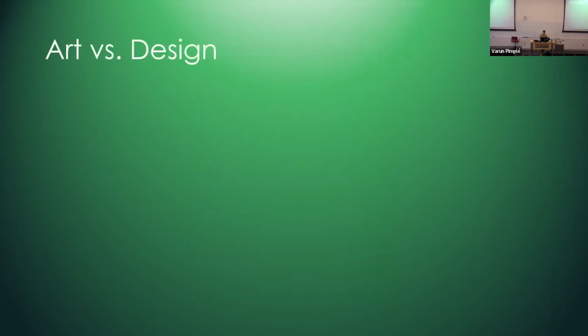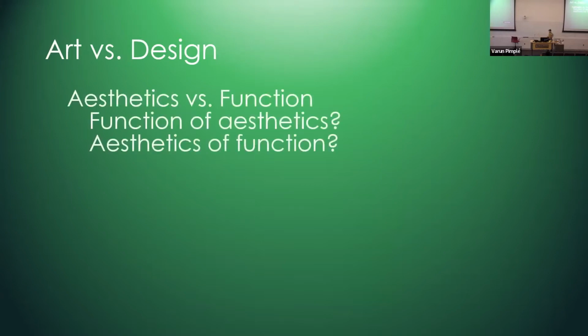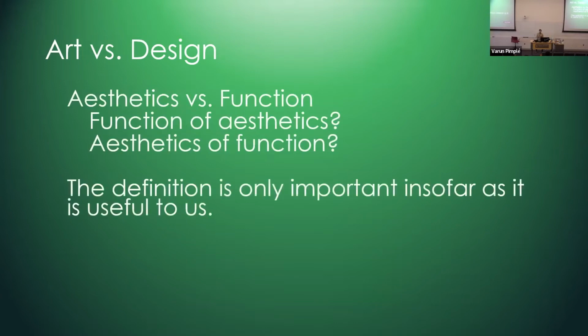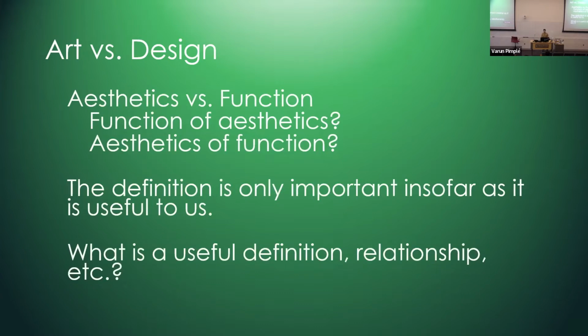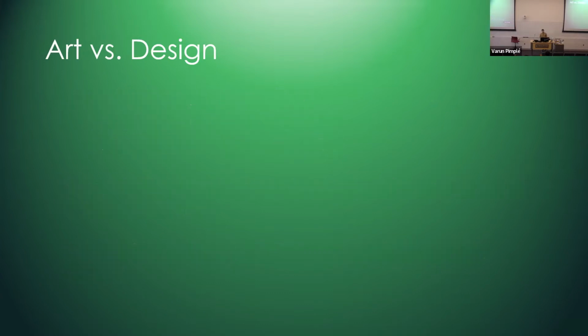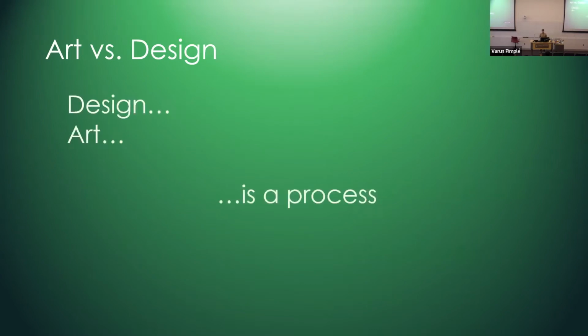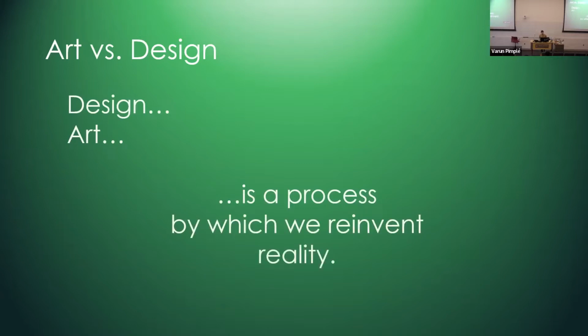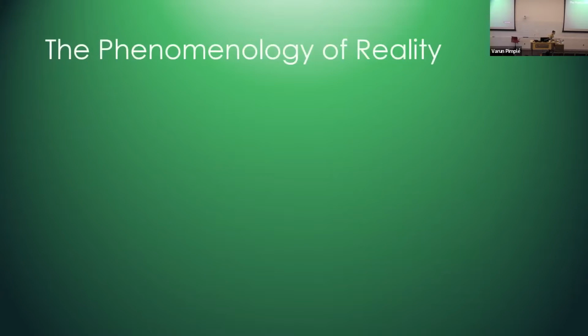So anyway, in thinking about art and design, I realized we can sit around and try to pontificate about our ideologies, but really the most important thing is that a definition is only important insofar as it's useful to us. And so what is a useful definition of this relationship? For me, a useful definition is that design or art is a process by which we reinvent reality. That seems like pretty deep words, but I want to dive into this a little more because I think it'll give you an understanding of my approach.